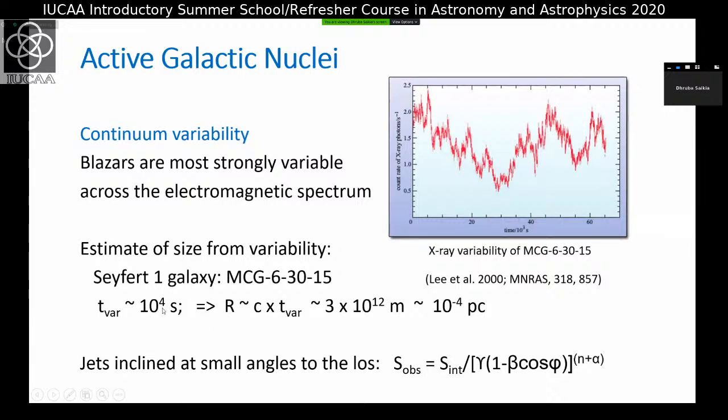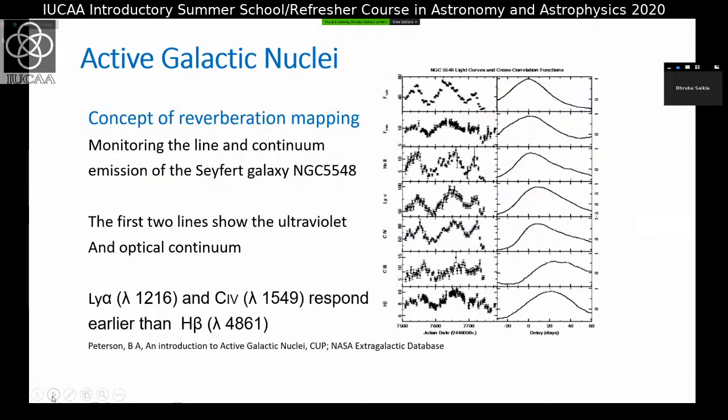We can also do it in terms of the variability of the continuum and the lines. When we look at the continuum variability, we can put a length scale on it, since signals can travel at most at the velocity of light, and as you can see, this is extremely small. And because of changes in continuum variability, the lines will also vary in response to it.